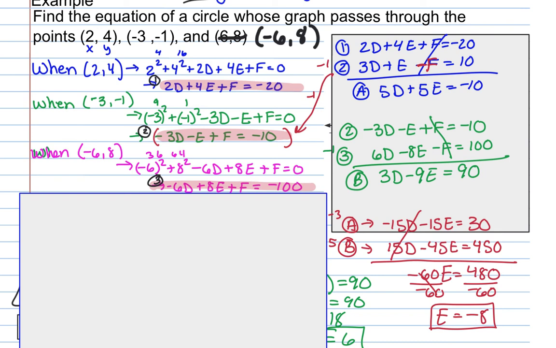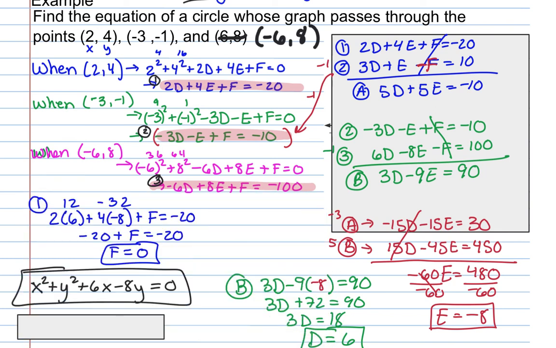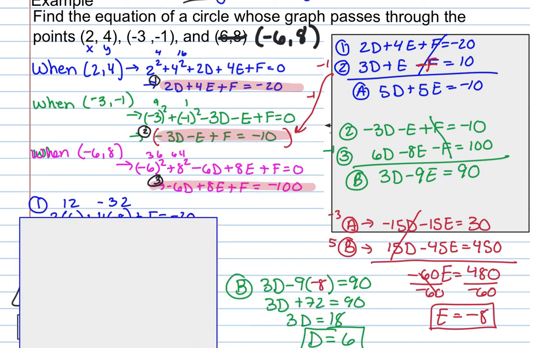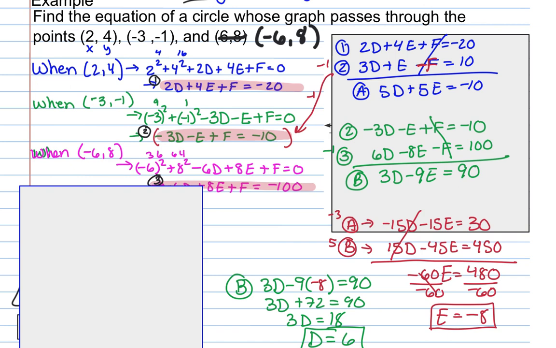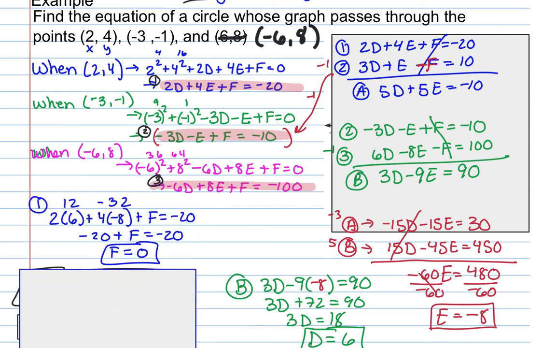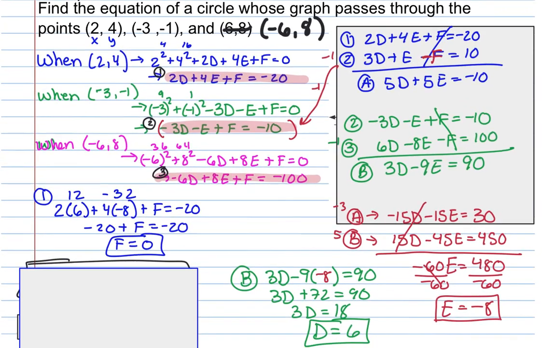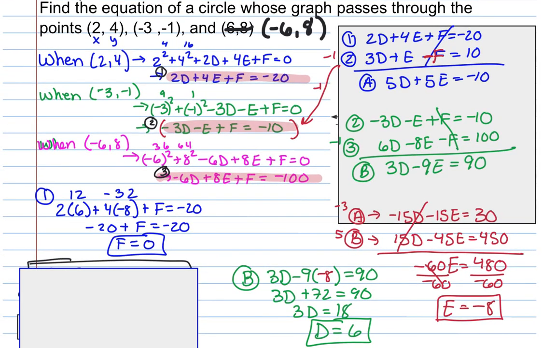That means I can now use e and plug it into my equation B here and work it all out to get my d, which is 6. Now that I have e and d, I can find f by plugging into one of my original equations. In this case, I chose equation 1 to plug it in, and I got that f was 0.